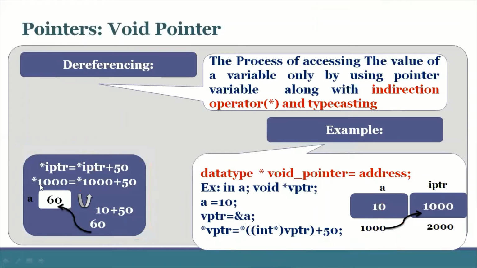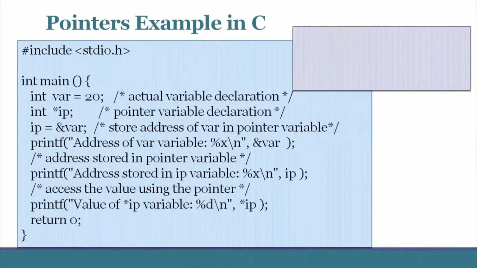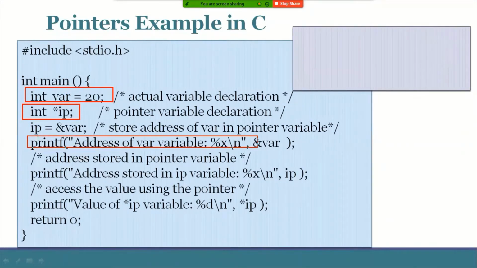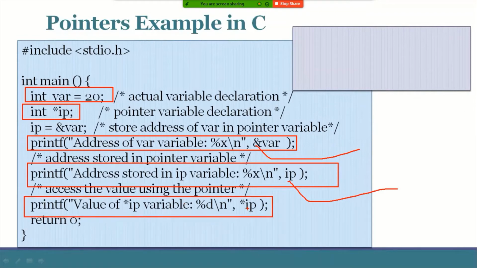This is about void pointer dereferencing. So in this example, it illustrates displaying an integer variable, its address, with the help of a pointer along with the variable address also. The address of a variable we can display with the help of the address operator, and we can display it with the help of a pointer variable. Even we can display the value of a variable by using a pointer variable by performing the dereferencing operation.